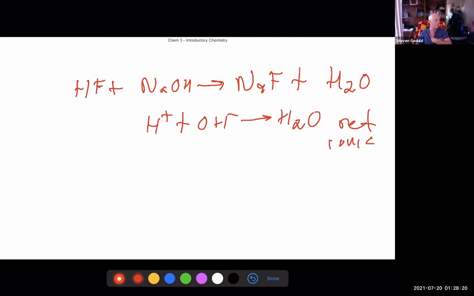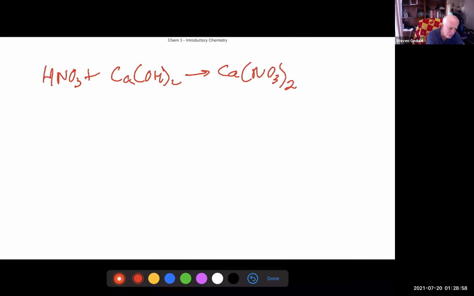Let's do example 12.3 in your book. It says write a balanced equation for the reaction of nitric acid and calcium hydroxide. Okay, so let's write that out. We'll show you the 3 different reactions. Nitric acid is HNO3, plus calcium hydroxide, and this can produce your salt, which in this case is calcium nitrate, plus water.